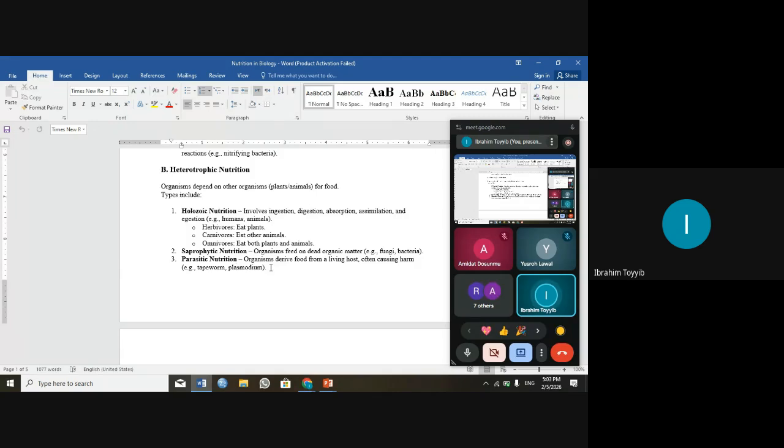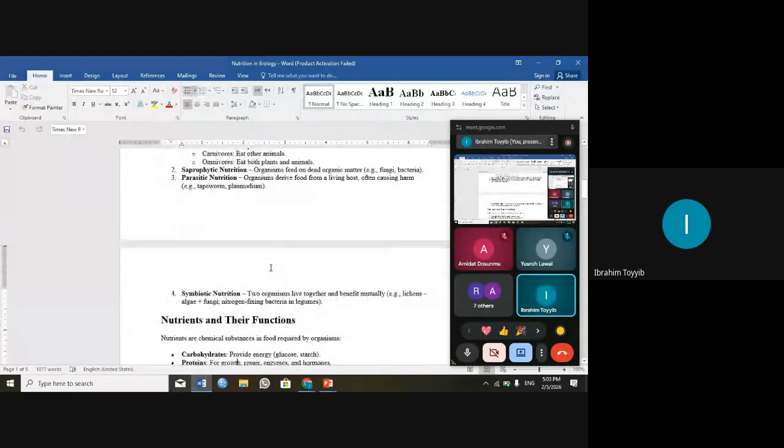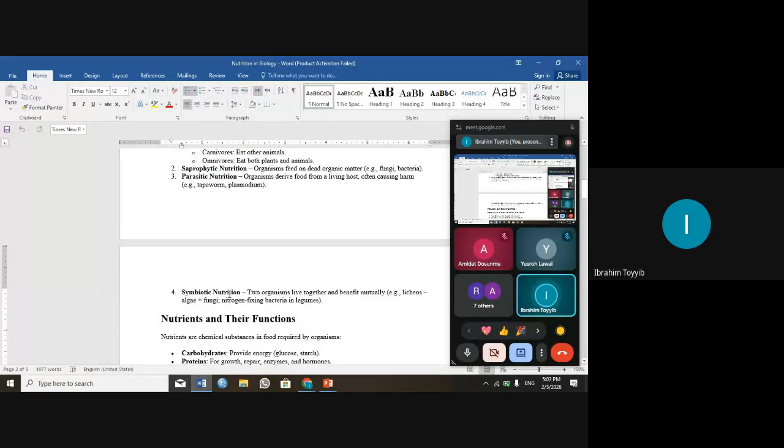Then we have the endoparasite, those that live inside, like tapeworm, like plasmodium, like roundworm, Fasciola, that is liver fluke, trypanosome. So we have symbiotic nutrition, which can also be referred to as mutualistic nutrition. You know the meaning of mutual, like we are benefiting from each other. Symbiosis and mutualism are mostly the same thing, a situation whereby two organisms live together and benefit mutually.